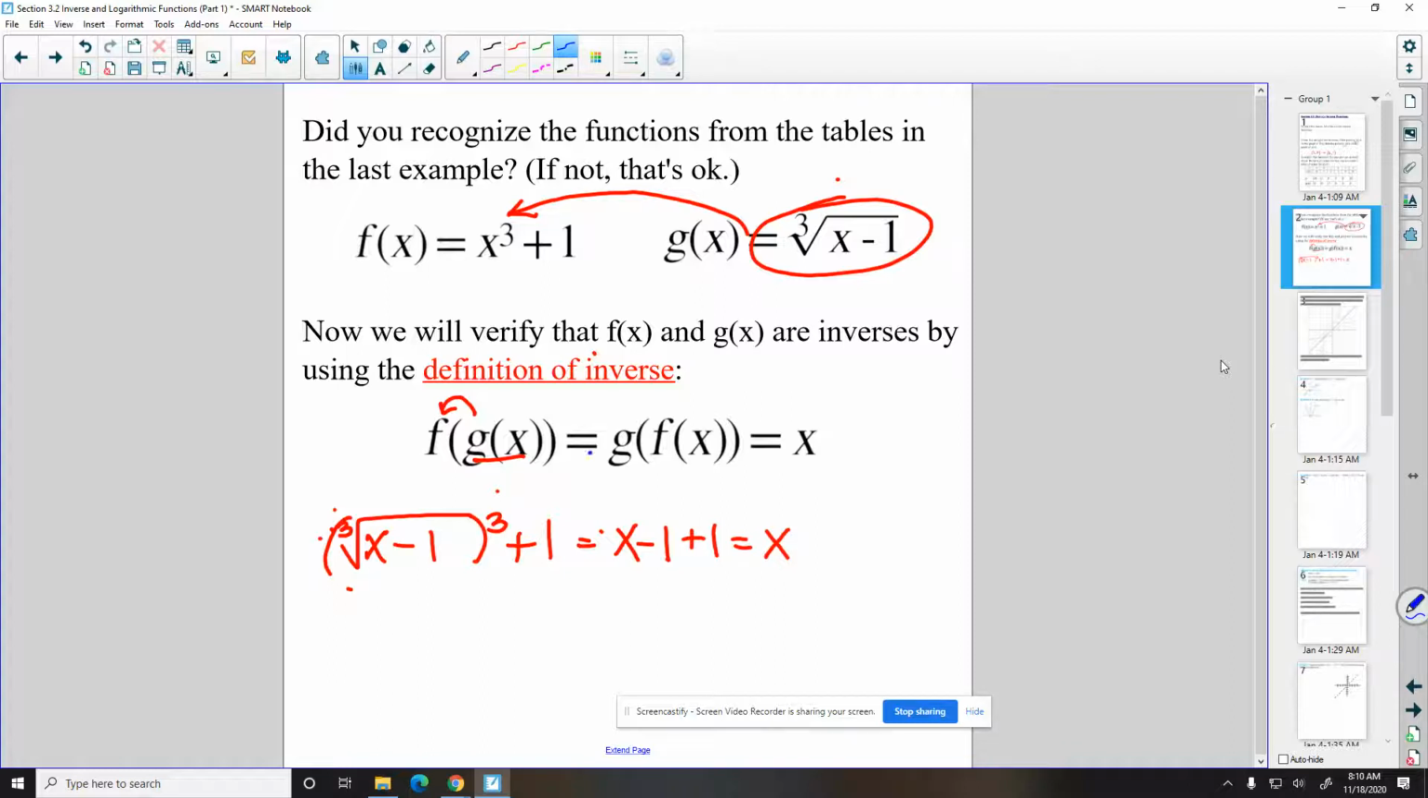Let's try it the other way. So we're going to try what happens if f gets plugged into g. So if equation f gets plugged into equation g, let's see, that would be a cube root.